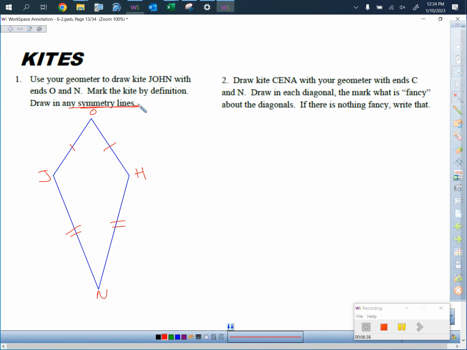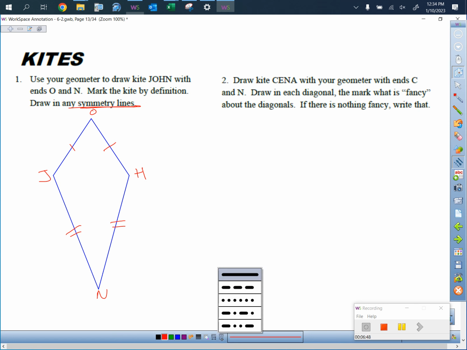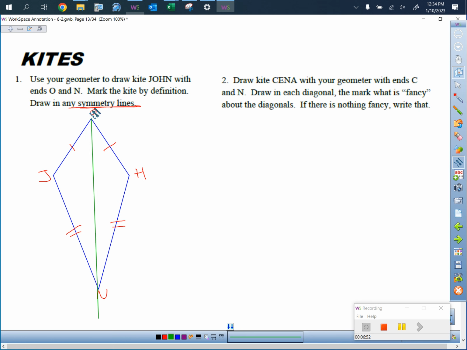Look it up. Does a kite have any symmetry lines? Yes. Where at? Through the ends. So we'll draw that in. And because it's a line, we do need to put arrows. So it's not like a diagonal, it's going to go through the kite, and put some arrowheads on it. So they said draw in any symmetry lines. So that's nice. So that was JOHN.